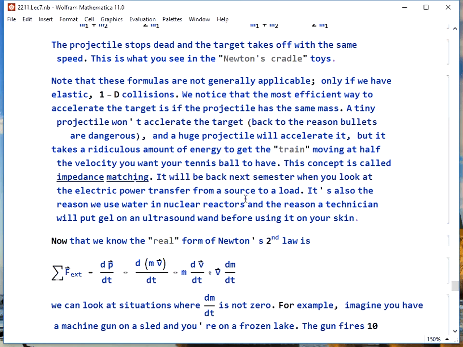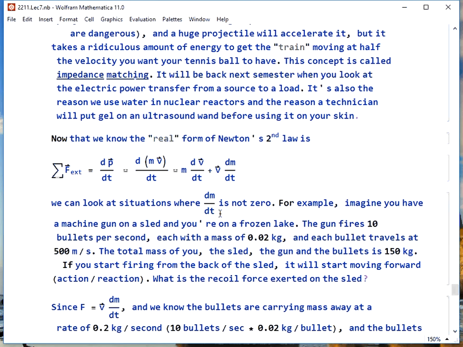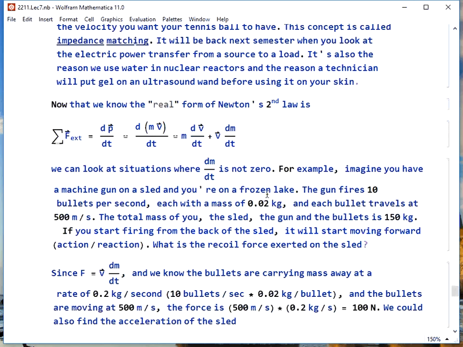You'll see it next semester in electric power transfer. It's the reason we use water in nuclear reactors for a moderator, and it's also the reason if you've ever had to have an ultrasound, the technician will put this kind of gel on the ultrasound wand before they touch your arm or whatever with it, and it's to match the impedance between the wand and your body without having to go through the air, where it would not match well at all.